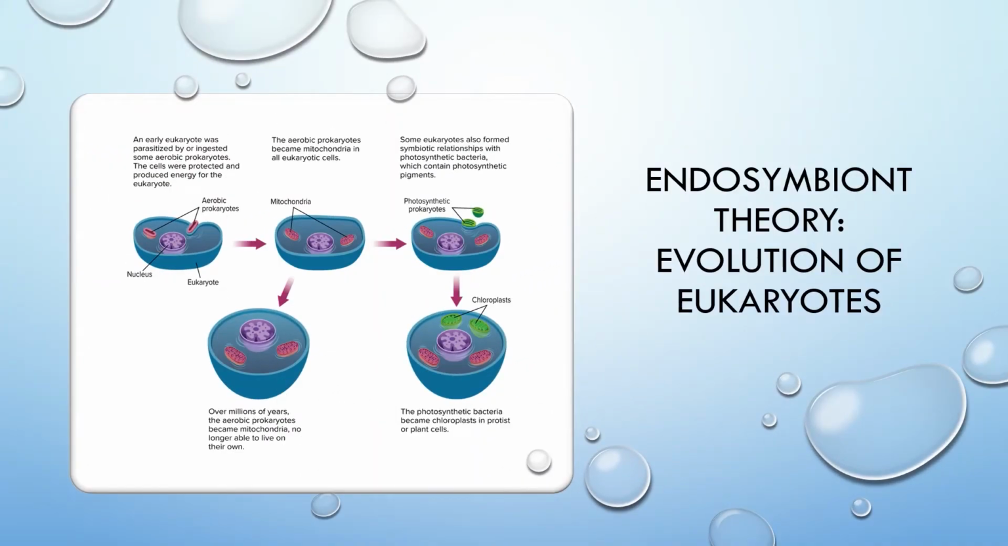All right, so how do we get eukaryotes? We got them through the endosymbiont theory. That explains how this happens. In the picture on the left, we look at the very left step in this. An early eukaryote was parasitized by or ingested some aerobic prokaryotes. These cells were protected and produced energy for the eukaryote.